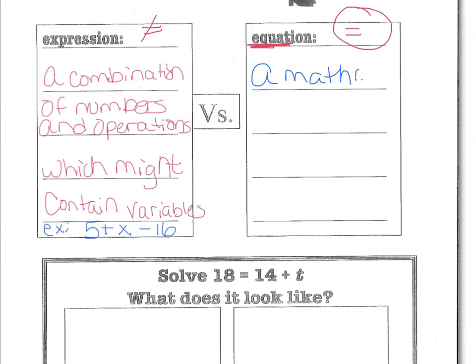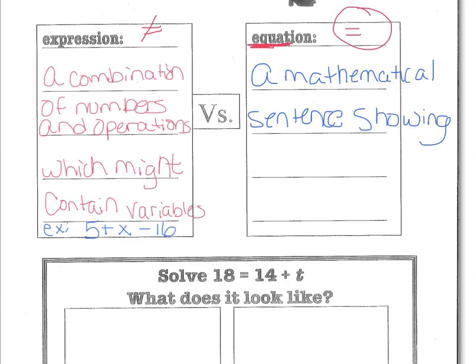Oops, let me erase that. I just spelled it wrong. A mathematical, boy, my handwriting is awful. Sorry about that, guys. A mathematical sentence showing two expressions are equal. So we must have an equal sign for it to be an equation.